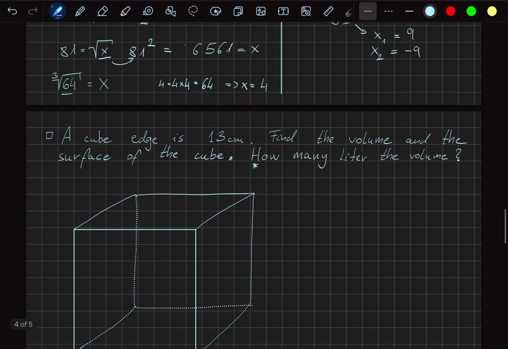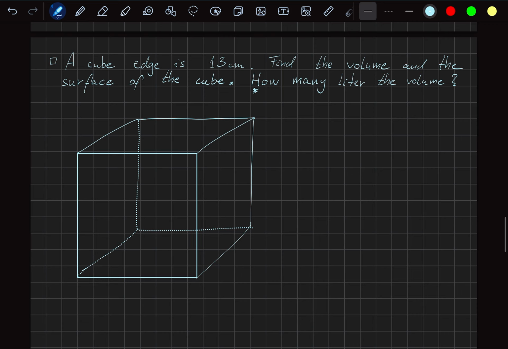Next one. A cube edge is 13 centimeters. Find the volume and the surface of the cube. How many liters is the volume? Okay, this is a little tricky problem, so I just signed it because it's some extra thing.